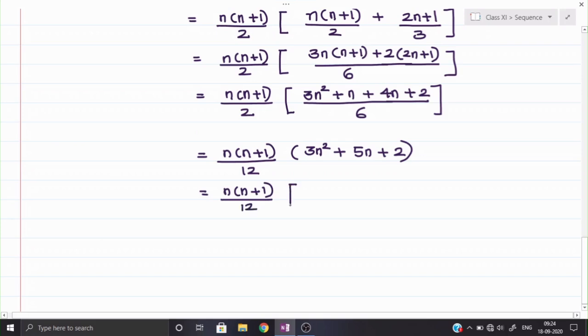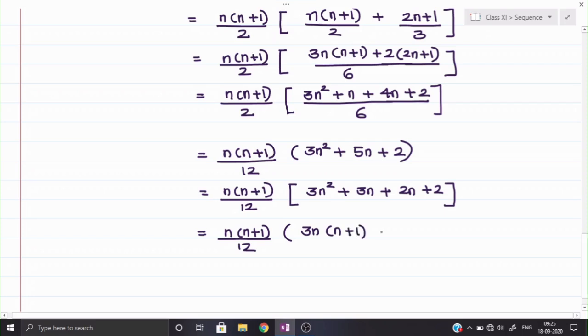Okay, and here now I am writing 3n square plus 3n plus 2n plus 2. I am just splitting the middle term. So here n into n plus 1 upon 12 will be as it is, and here if I take 3n common, remaining is n plus 1, and if I take 2 common, remaining is the same n plus 1. So it would be n into n plus 1 upon 12.